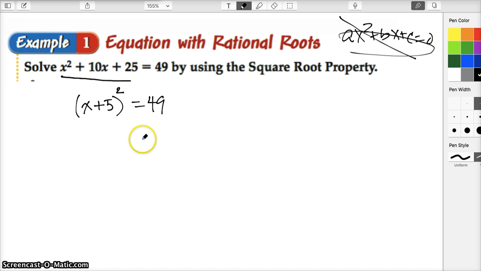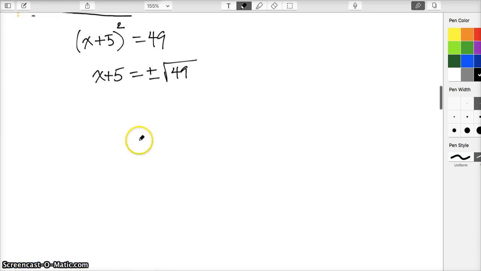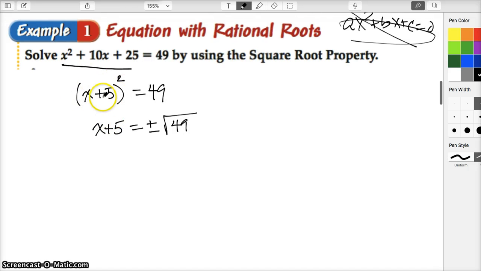And this is beautiful because it allows me to take the square root of both sides, and I get x plus 5 is equal to plus or minus the square root of 49. So you see where we're going, right? When I have something squared equal to something else, if I take the square root of both sides, that side is equal to plus or minus the square root of the other side, plus or minus that n. All right, so let's come back over here. So this thing squared equals 49 means that x plus 5 is equal to plus or minus the square root of 49.